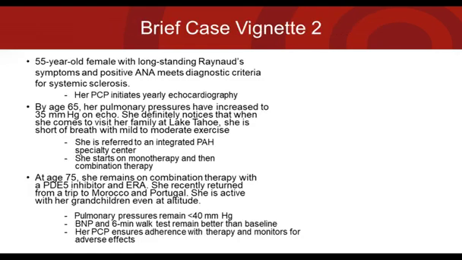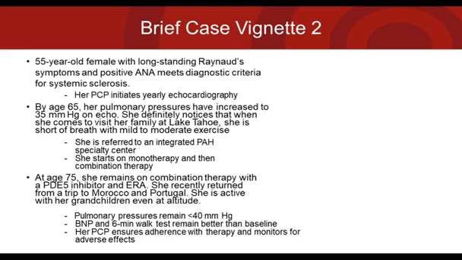So I'm just going to finish, before we do our ARS questions, with another brief case. It's a case that's near and dear to my heart, right? This is, I think, an example of how the system works when it works. 55-year-old female, long-standing Raynaud's. She's had positive ANA since her 40s.